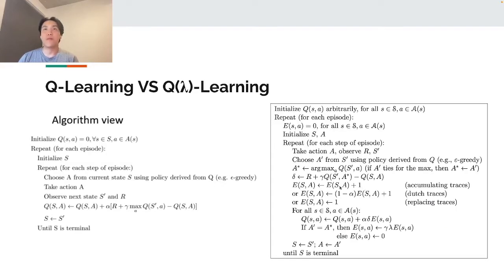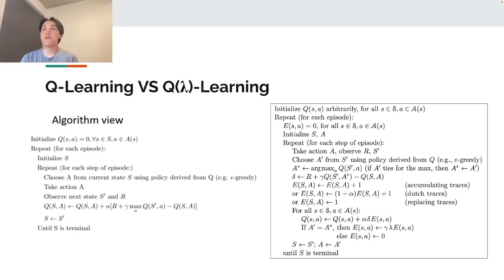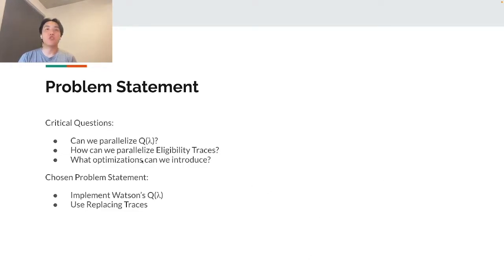So here is the algorithmic view for both algorithms. On the left, we have the Q learning algorithm, and then for Q lambda, we have a new variable here called E, which is the eligibility traces. So here's the problem statement. Some critical questions are whether we can parallelize Q lambda, and how can we parallelize eligibility traces. Looking at the algorithm, there are some opportunities where we could probably introduce parallelization, such as this for loop here. And other than parallelization, what other optimizations can be introduced from the CUDA side? And then the chosen problem statement is to implement Watkins's Q lambda, and then also use replacing traces.